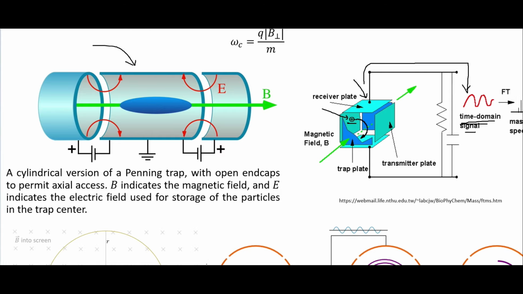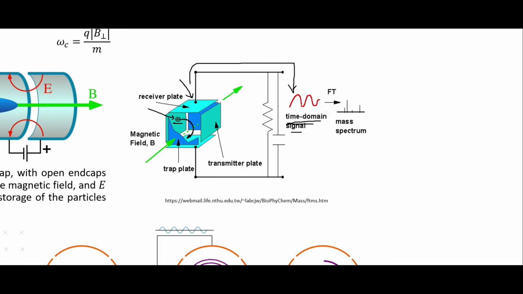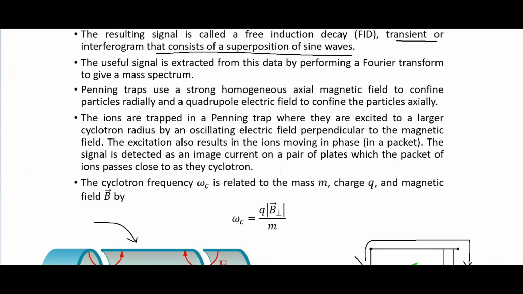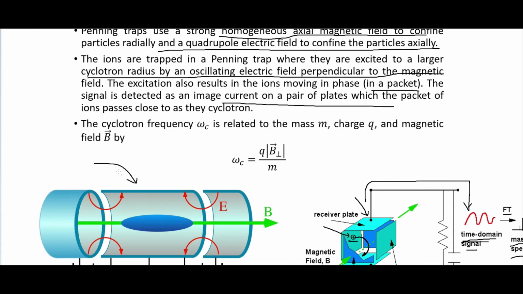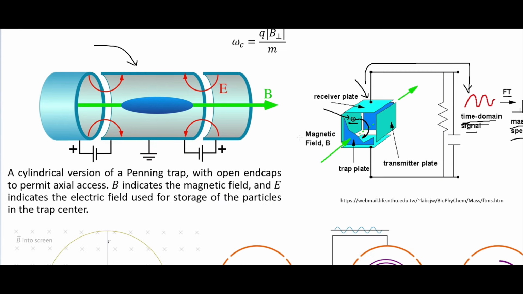And so it's going to be some complex frequency that we then use a Fourier transform to decompose. And those different frequencies are going to be based on the size and charge of the ions that are inside of it. So the useful signal is extracted from this data, again, by performing a Fourier transform. So the cyclotron frequency here, omega sub c, is related to the mass and charge by this right here, and to the strength of the perpendicular magnetic field.